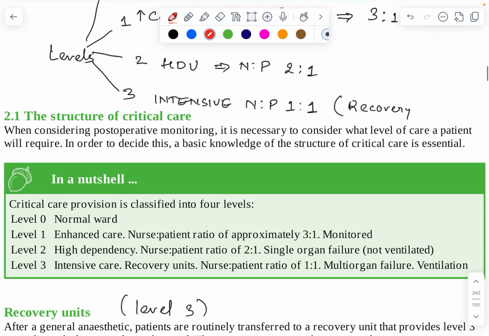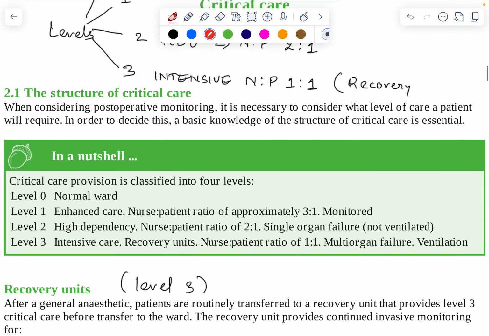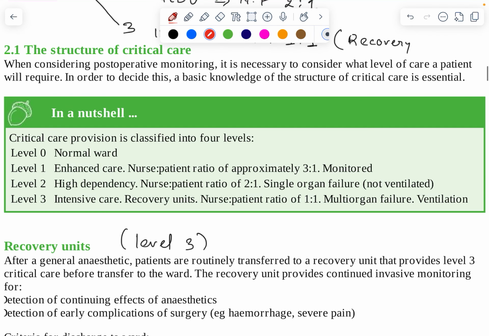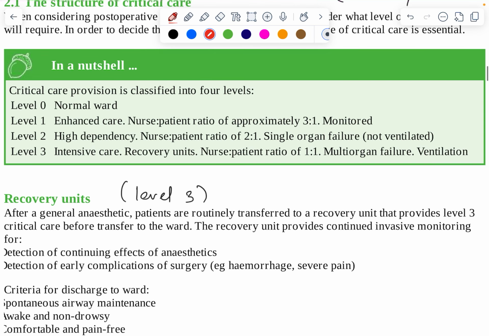Levels, structure, critical levels: normal ward, increase ICU, increase case, nurse patient ratio. And what are the different levels of critical care considered? In post-operative monitoring, it is necessary to consider what level of care the patient needs. Critical care provides 4 levels. Level 1 is the normal level, level 2 enhanced recovery. Nurse patient ratio has to be 3:1. In a high dependency unit the nurse patient ratio is 3:2, for single organ failure, not ventilated. In intensive care the nurse patient ratio is 1:1, for multi-organ failure.